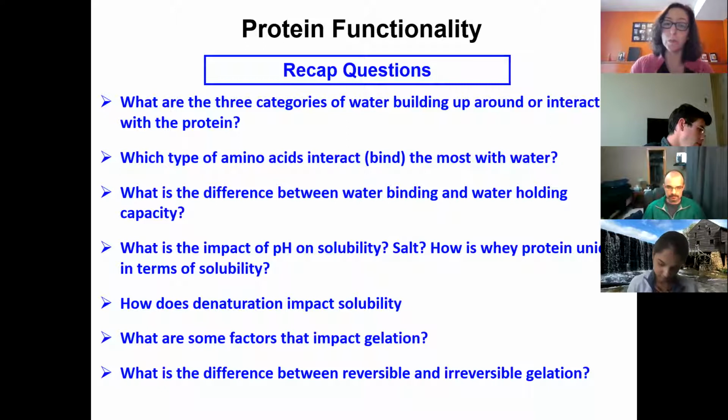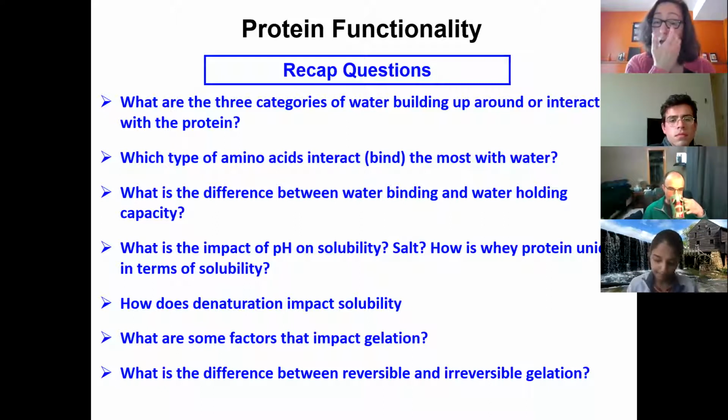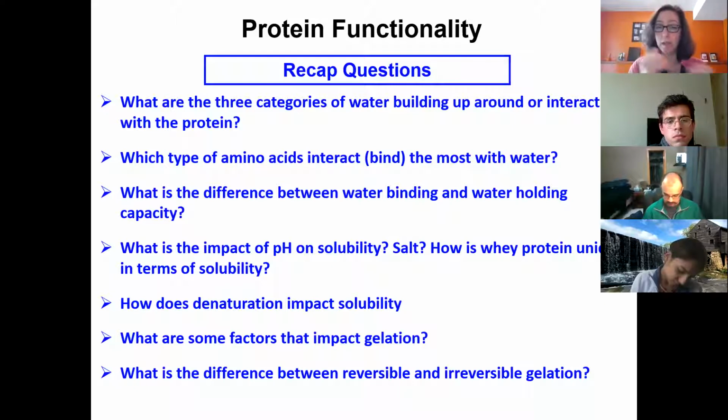So when the protein is denatured, mostly the surface hydrophobicity increases. And with that, you have increased protein-protein interaction and less protein-water interaction. So you get lower protein solubility. So what factors can you remember that impact gelation?